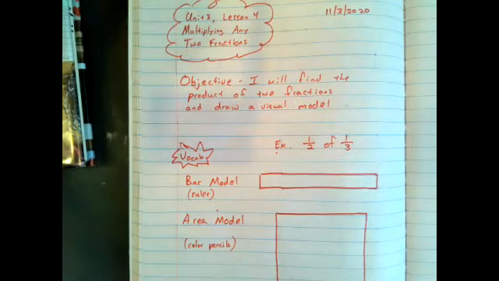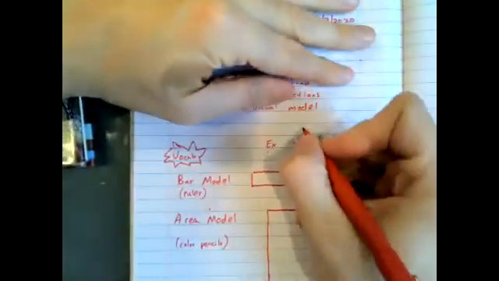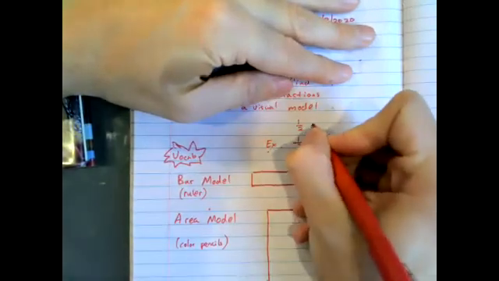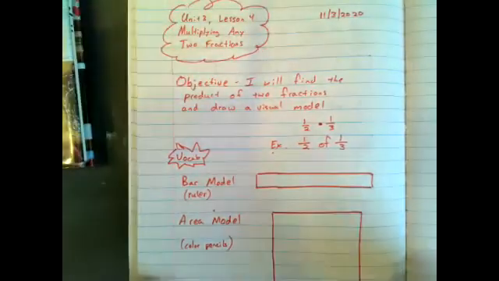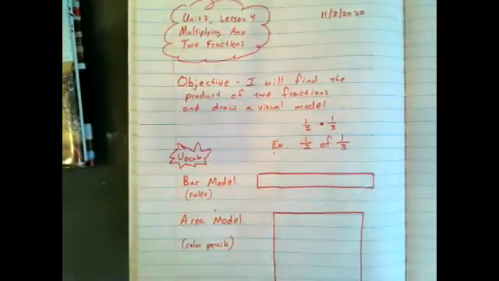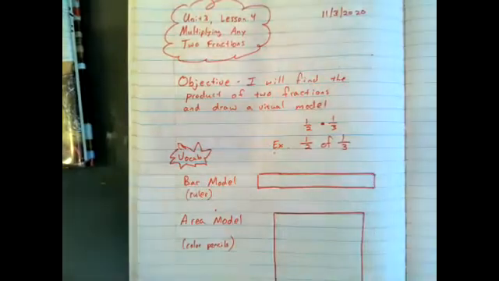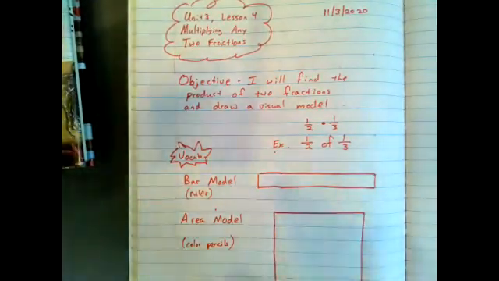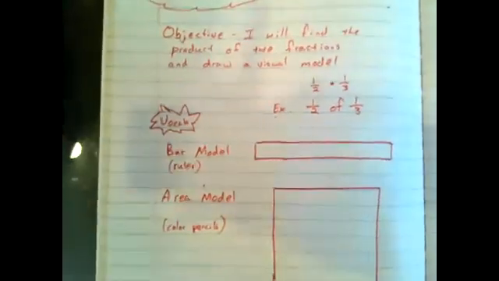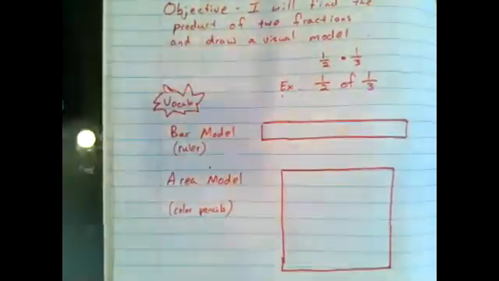Our example for both will be 1/2 of 1/3. And that's also 1/2 times 1/3. So let's look at the bar model, and I need a couple of different colors. Bar model looks like this. Our area model is going to be a square or a rectangle. Let me focus in. There we go.